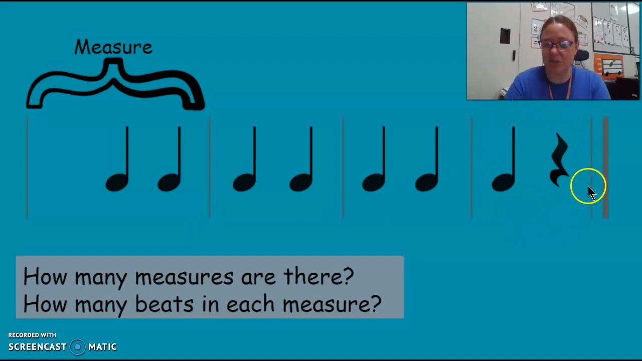What about this last measure? Does it still have 2 beats? It does. Sometimes it's confusing because we think the rest means there's no beat. It actually does mean there's a beat. It's just a beat of silence. So all of our measures have 2 beats, even the last one.